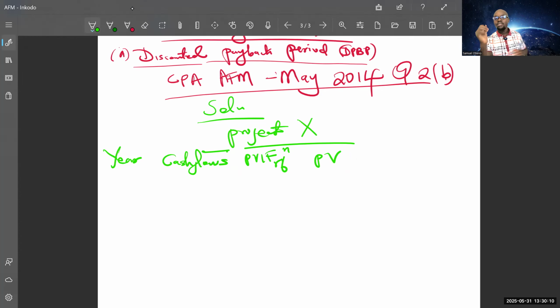Then whenever you are doing a payback period, you are going to ask yourself, how long does it take to recover the amount of money that we invested in the first place? For you to do that, you are going to do cumulative cash flows, cumulative figures, so that as you accumulate, you ask yourself, how much have I realized in year number one?